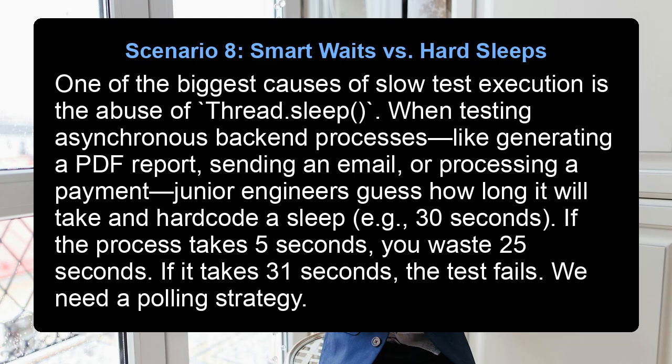Scenario 8, smart waits versus hard sleeps. One of the biggest causes of slow test execution is the abuse of Thread.sleep(). When testing asynchronous backend processes, like generating a PDF report, sending an email, or processing a payment, junior engineers guess how long it will take and hard code a sleep, for example, 30 seconds. If the process takes 5 seconds, you waste 25 seconds. If it takes 31 seconds, the test fails. We need a polling strategy.